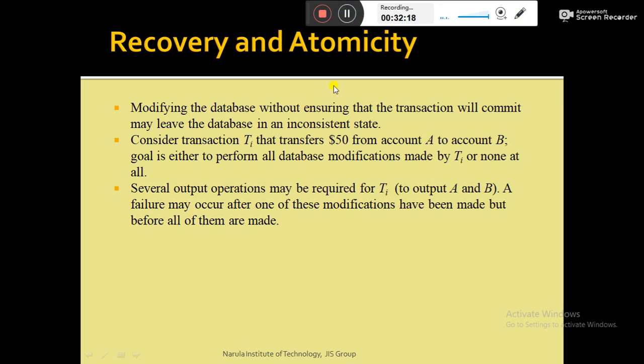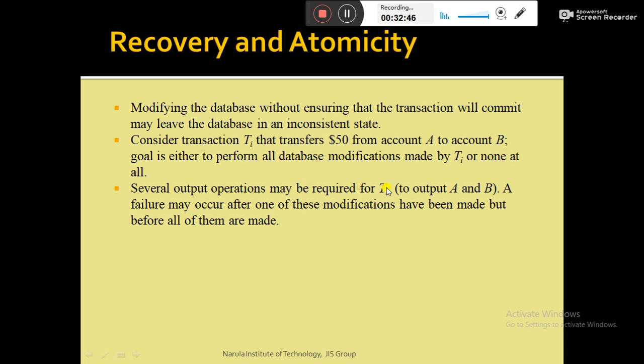Now, recovery and atomicity. We have already discussed these things. We know that a transaction consists of multiple operations. Consider a transaction Ti which transfers $50 from account A to account B, and our objective is to either perform all the database modifications or none at all. That is the atomicity property: either the transaction performs all the database updation or none of it.